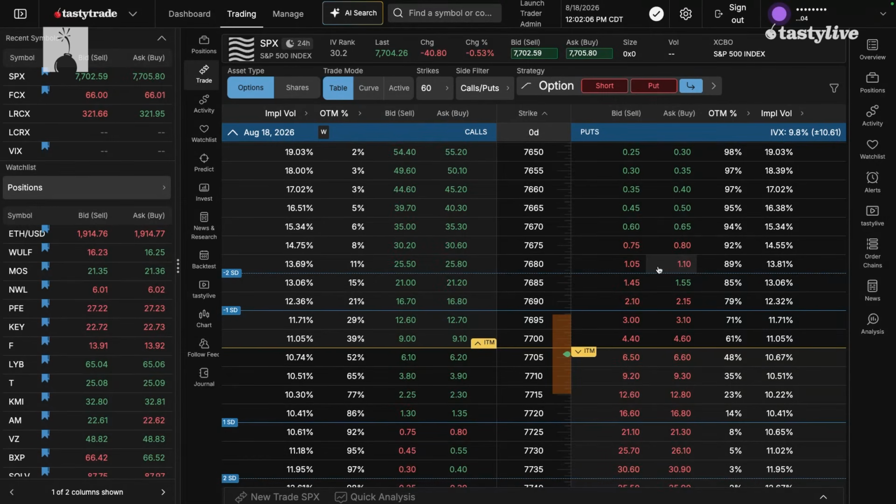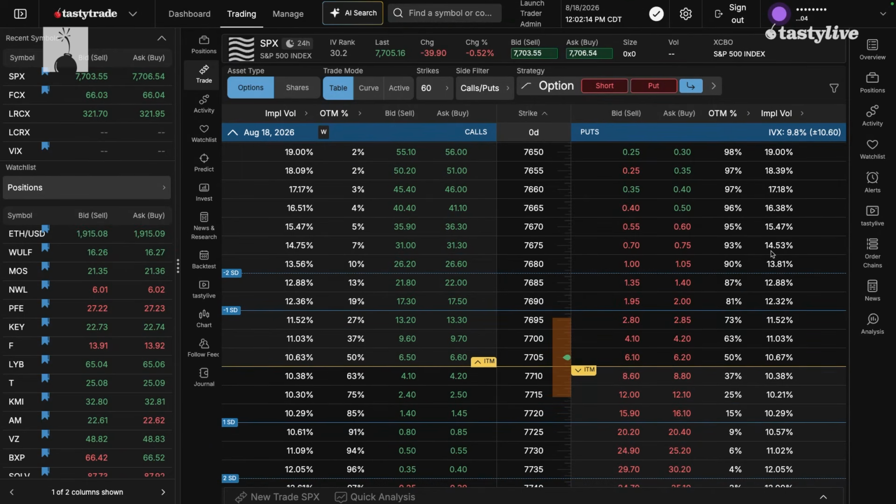Down here, the 7675s have a 14.53% implied volatility. That means that if I plug 14.53 into the option pricing model, the theoretical value is going to be equal to about 72 cents or so. Okay, that's what implied volatility is. So it's derived from the option prices themselves. Now, what's going on here? The 7685s have a 12.88% IV. The 7680s have a 13% IV.